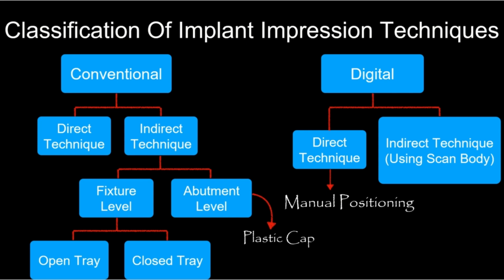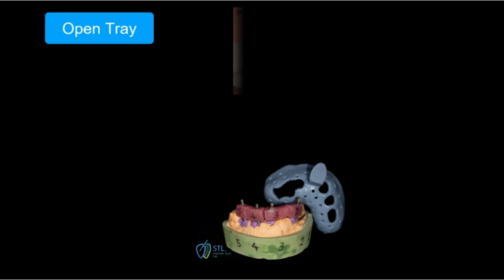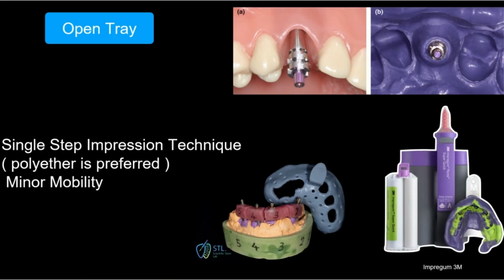Another conventional method is the indirect technique using impression copings. These impression copings may be fixture level or abutment level, and at the same time, they may be open tray or closed tray. Open tray technique with polyether impression material is the best conventional choice in my opinion. In multi-implant cases, you have to splint your impression copings, and also use a verification jig in the next visit to be sure of the passivity of your future prosthesis.